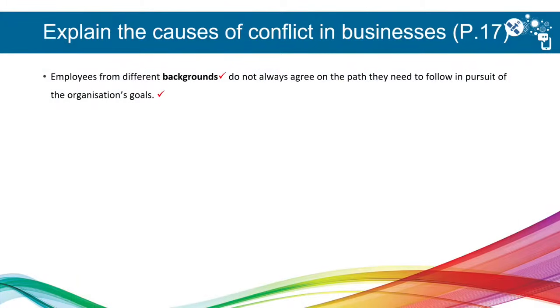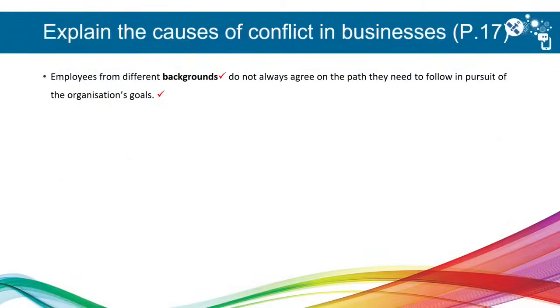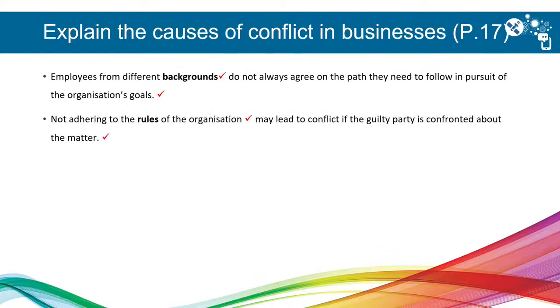Employees from different backgrounds do not always agree on the path they need to follow in pursuit of the organization's goals, right? So that refers back to the different backgrounds aspect that we referred to in the previous slide. Once again, just naming the cause of conflict, and then just say what will it do? What will happen if that happens? So if you just name the cause of conflict, you're only going to get the 1 out of the 2 marks.